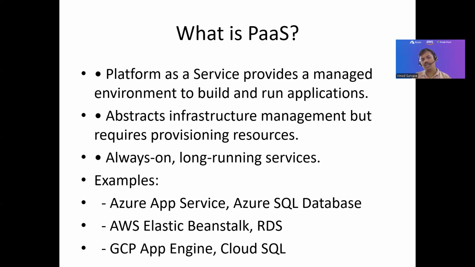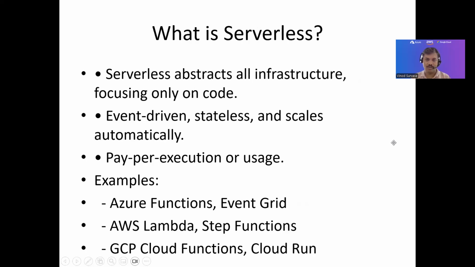And it is going to be always-on, long-running services. You can see some of the examples over here, including Azure App Service and Azure SQL databases. AWS has its own Elastic Beanstalk and RDS service, and GCP has its own services, App Engine and Cloud SQL, right? So these are those services which fall under PaaS, and that is going to be available for usage.